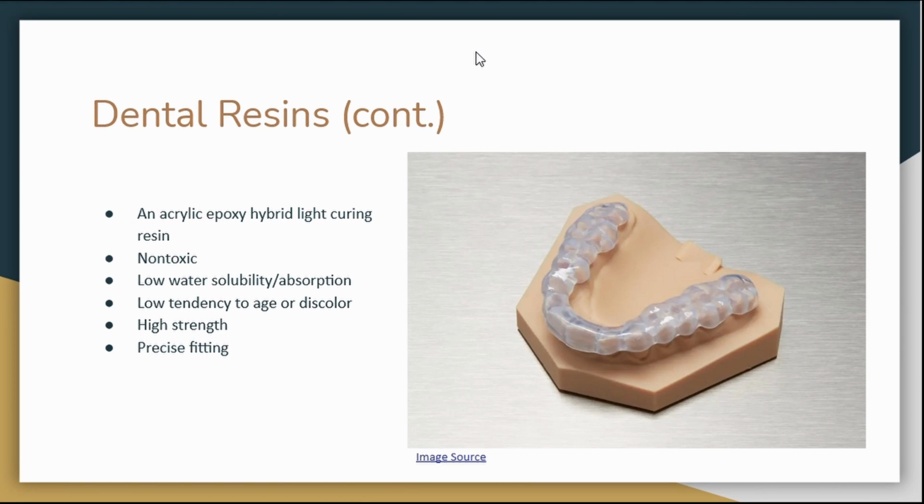Most of the resins used in the dental industry have to meet strict standards approved by the FDA due to health concerns. So this includes anything that will be used permanently or temporarily, such as impression trays, crowns, or splints. Primarily, they need to be non-toxic, have low water absorption and solubility. After these conditions are met, they also need to be high strength and precise fitting with having a low tendency to age or discolor. Not actually being needed, but being highly preferred.